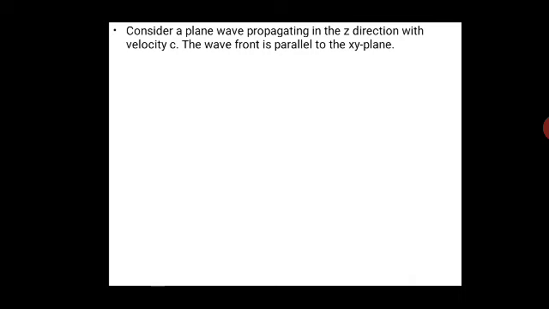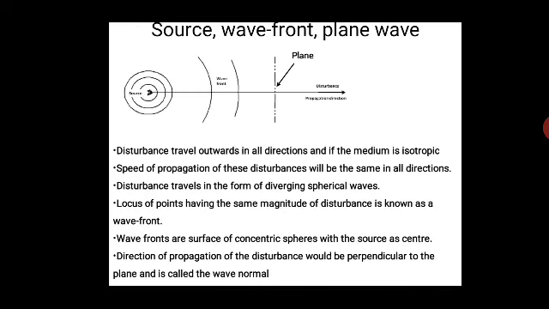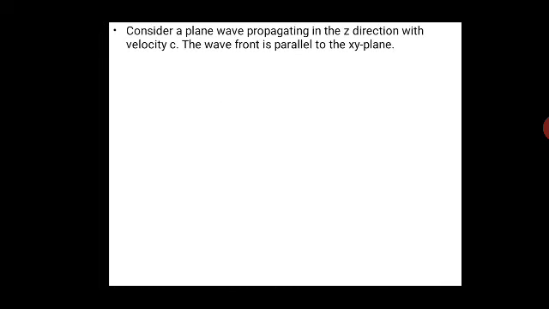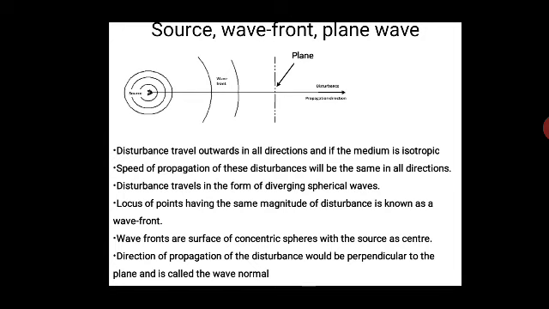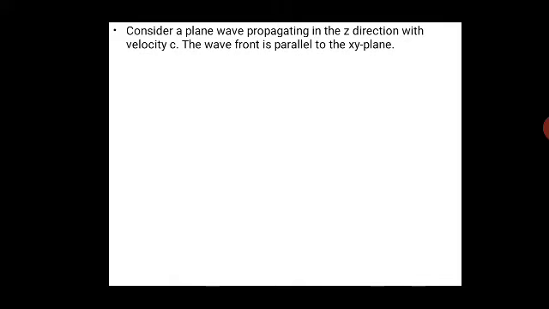Now let us consider a plane wave. You can observe here the plane wave, where the wave is propagating in the z direction with velocity c. The wave front is parallel to the xy plane, as in the previous slide I have indicated. It is in the direction of z.